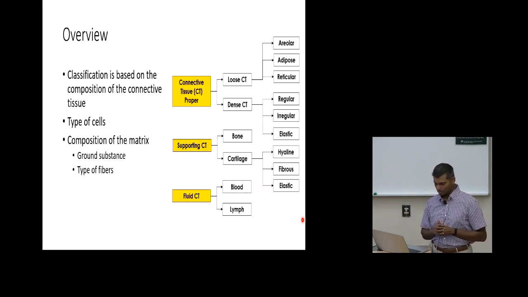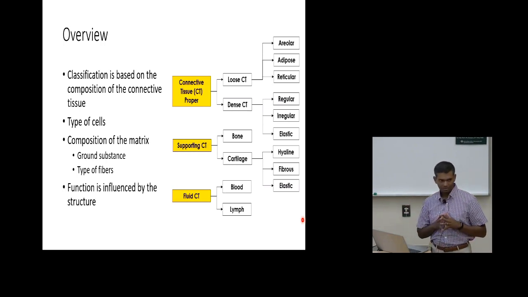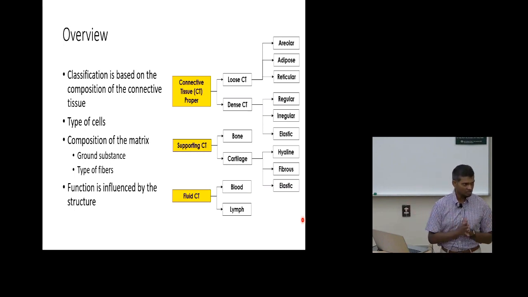So once you're able to know the different cell types and what the matrix is made up of, you should be able to tell why one connective tissue is different from the other. And not only that, you can tell the structures differently and you can say what are their different functions as well. Alright, so with that, let's jump right into the classification of connective tissue.